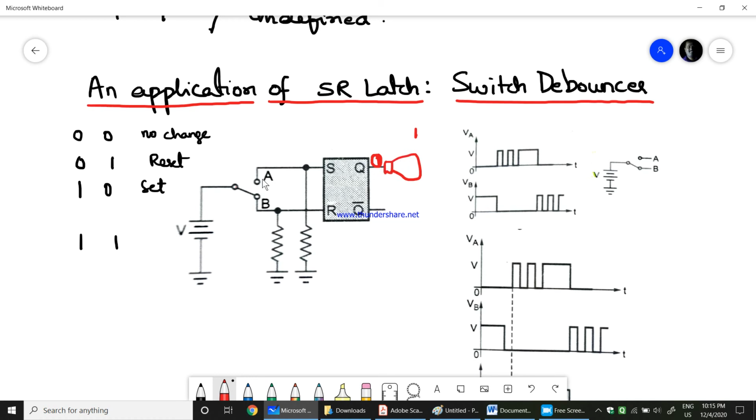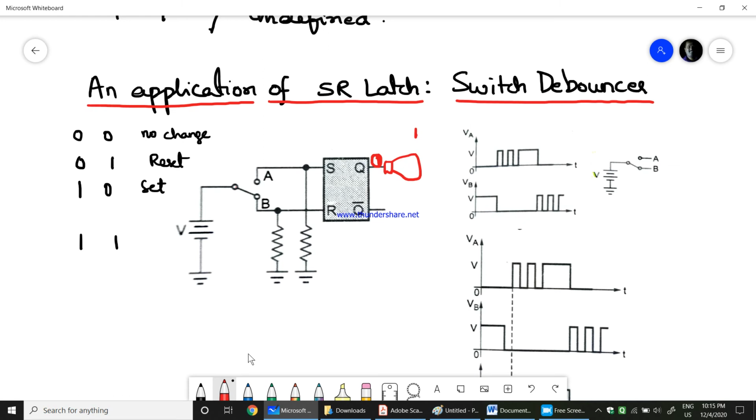Now if it was not connected to the SR latch, then this bulb would have shown some blown effect, as the key pressed will never release very soon. But as it is connected to the SR latch, you see that when Q is 1, the bulb will glow. When Q is 0, the bulb will not glow.